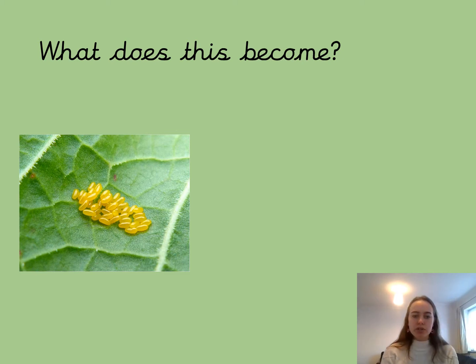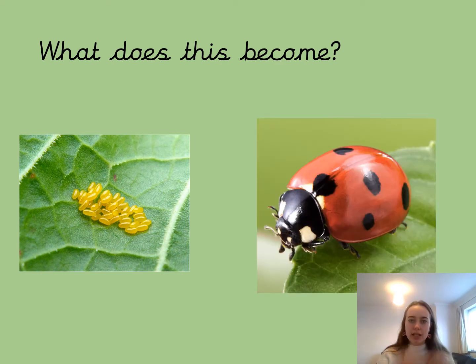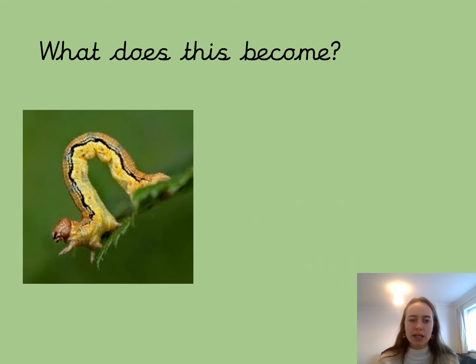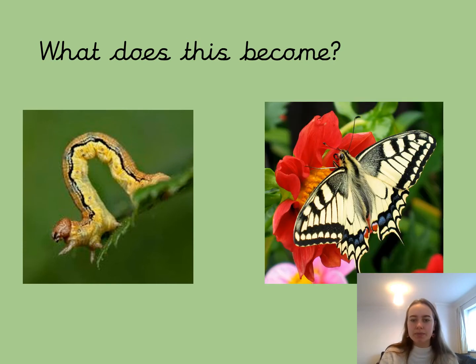But so we've got something here on a leaf, which is a bit of a clue. What do you think these little eggs may become? The eggs become ladybirds. So how about this caterpillar here? What do you think this caterpillar may become? Now sometimes they can become butterflies, but in this case this one becomes a moth.